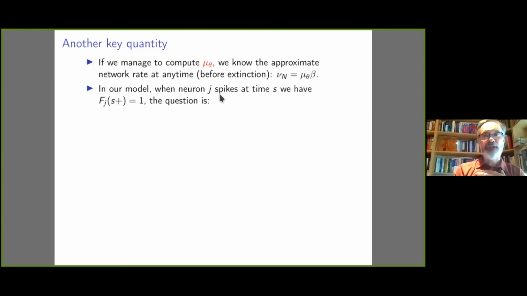Now the critical quantity comes. So in our model, when neuron J spikes at time S, its facilitation variable just after S is 1.